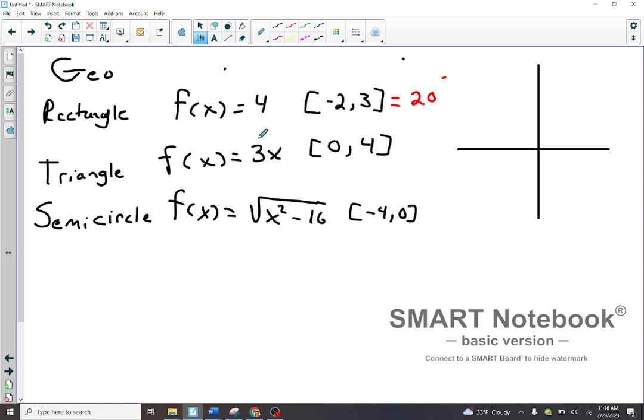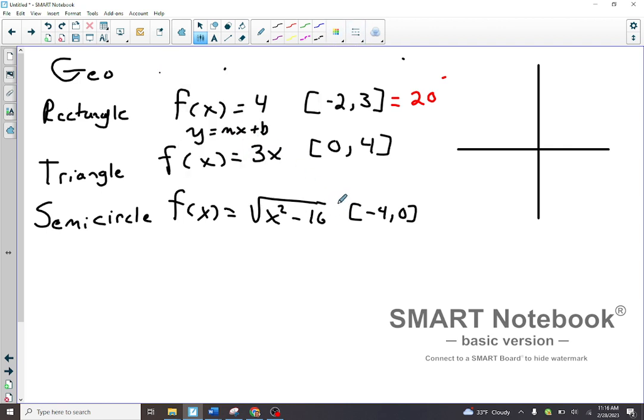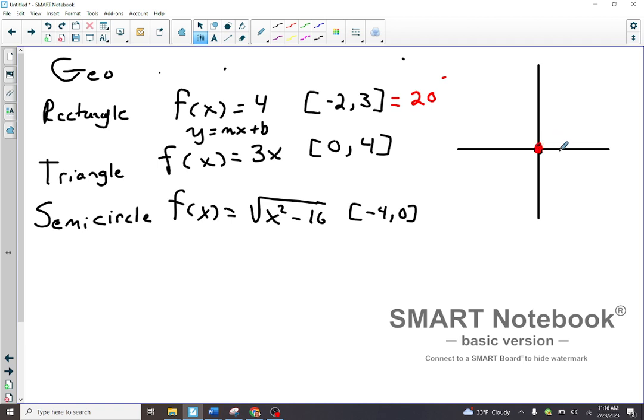This one, you need to know how to graph y equals mx plus b. Knowing how to graph y equals mx plus b is very important. In this case, m is 3, and b is 0. So we're going to have an intersection at 0. I'll use a different color. We're going to be at 0, and then that's 3 up, 1 right.